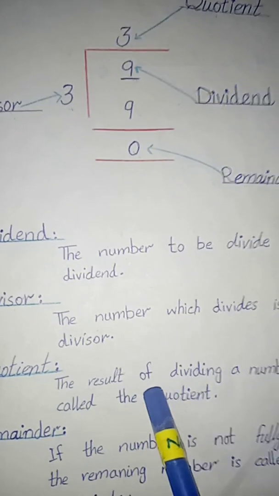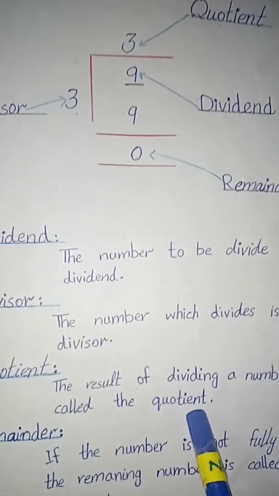Quotient. The result of dividing a number is called the quotient.